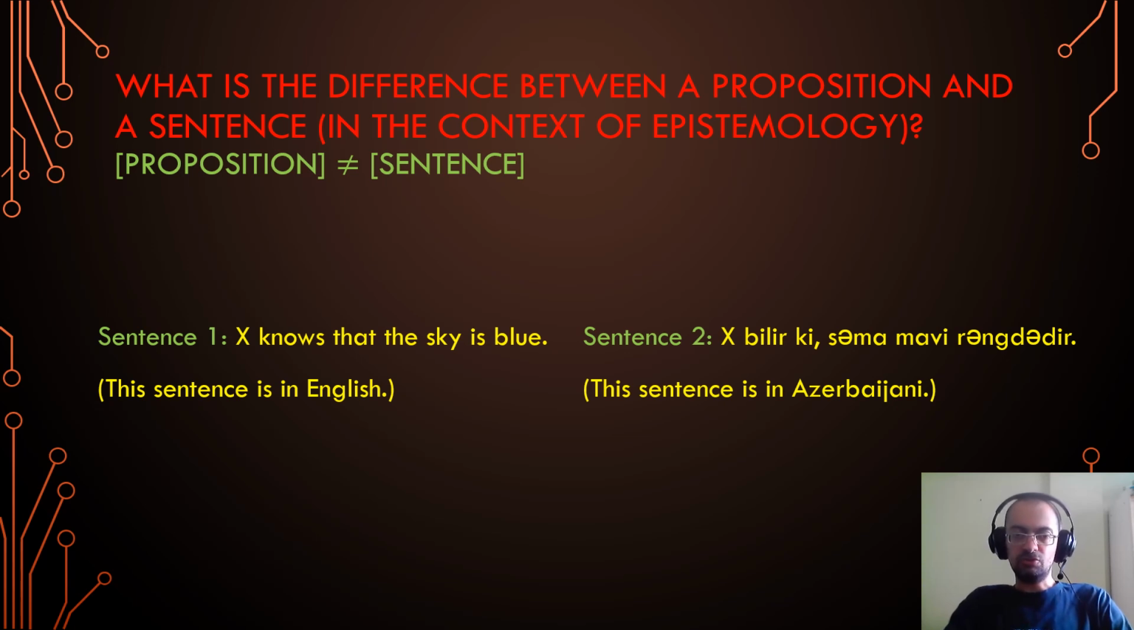For example, I can use two sentences expressed in different languages. Sentence 1: X knows that the sky is blue. Of course, this sentence is in English. And sentence 2: X believe ki sama mavi renktedir. And this sentence is in Azerbaijani. It is a different language. Despite the fact that I've expressed my thought in different languages, I've used the same proposition.